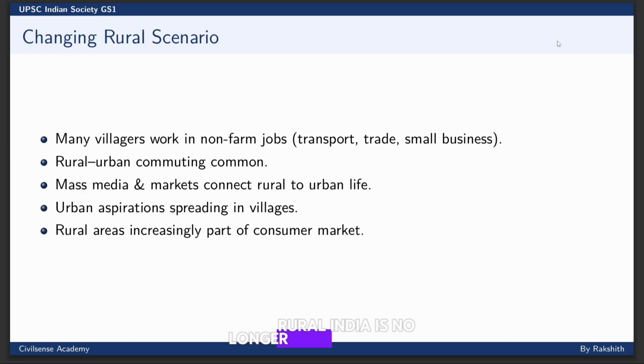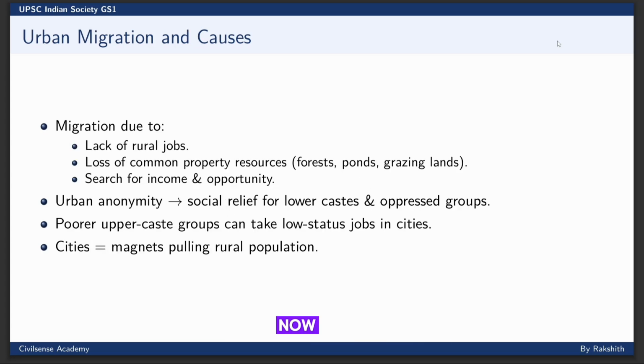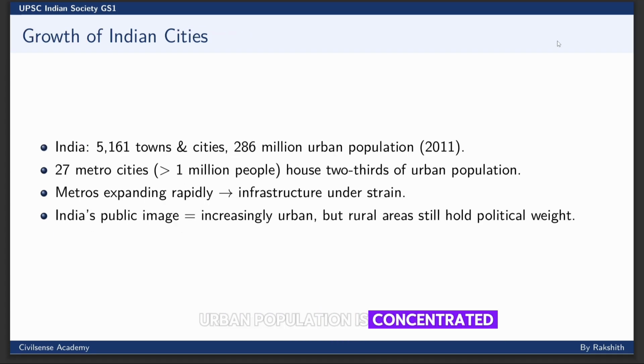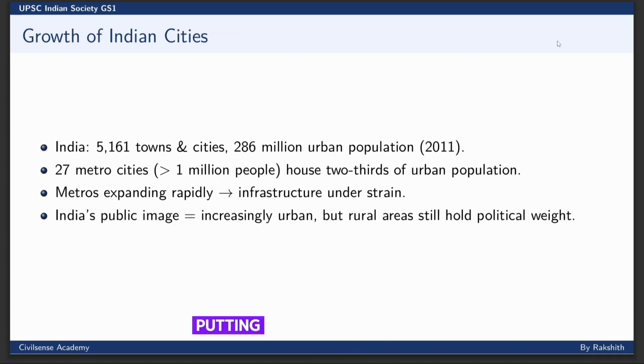Rural India is no longer purely agricultural. Many villagers now work in non-farm sectors and commute to towns. The media and technology have connected villages to urban lifestyles and aspirations. Now, the loss of common property resources and lack of rural jobs push people to cities, and cities also offer anonymity and relative social freedom, especially for marginalized groups. And urban population is concentrated in a few large cities, putting pressure on infrastructure. Yet politically, India remains deeply rural in character.